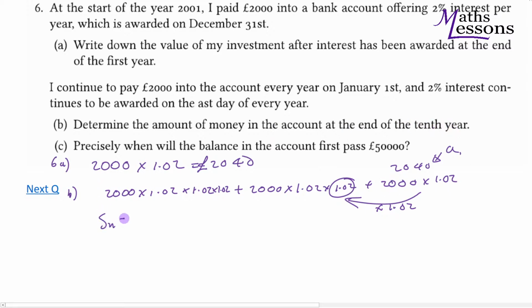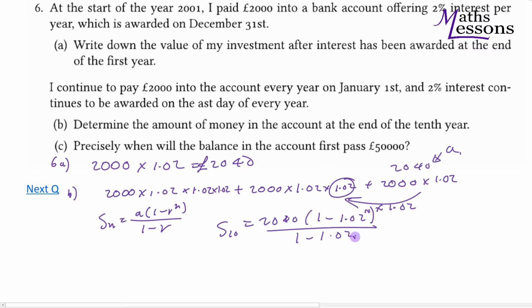And the sum of a geometric series is equal to A times (1 minus r to the n) over (1 minus r). So after 10 years, we will have 2,040 times (1 minus r, which is 1.02, to the power of 10), because of 10 years. And then we're going to divide by 1 minus 1.02. Shove that all into your calculator, and you should get £22,337.43.